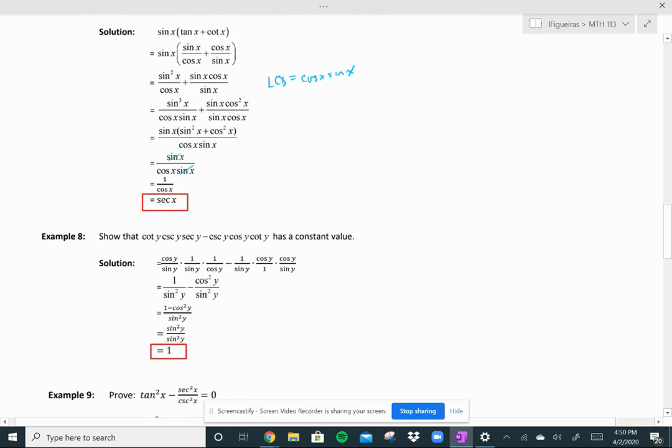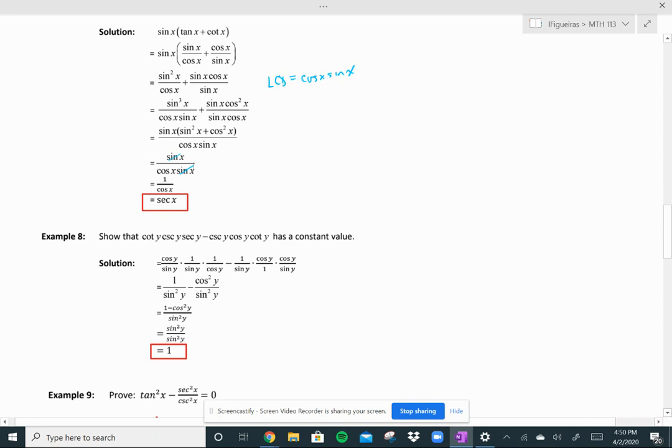Okay. So here's a different one, different instructions. We want to show that the expression cotangent of y times cosecant of y times secant of y, minus cosecant of y times cosine of y times cotangent of y, has a constant value. And what that means is it should all simplify down to a single number.